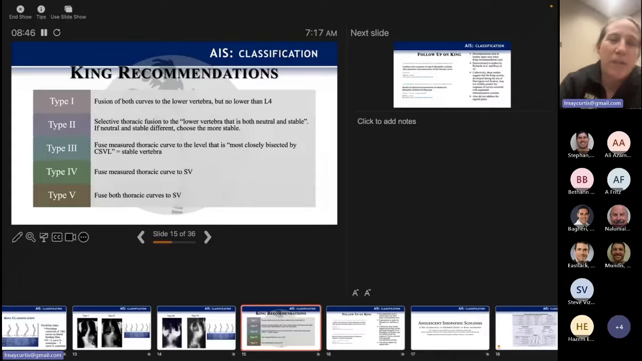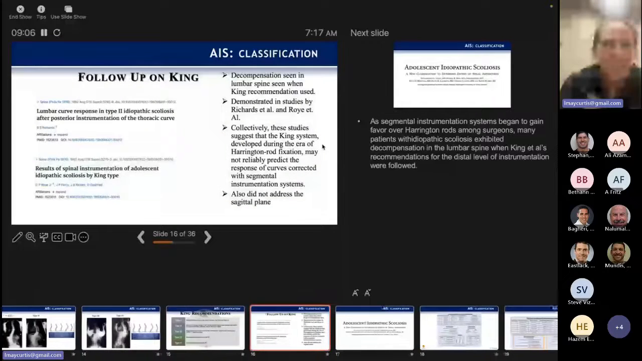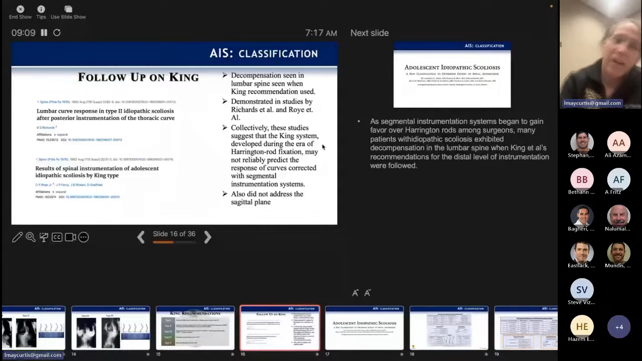Then he gave recommendations based on that classification. So if you have a type 1, the recommendation is to fuse both of those curves, but don't go lower than L4. And then basically 2 through 5, the recommendation was to fuse to the level of the stable vertebra. And then this classification has been kind of bypassed because it was developed in the era of Harrington rod instrumentation, but it doesn't reliably predict responsive curves that are corrected with more modern segmental instrumentation systems.